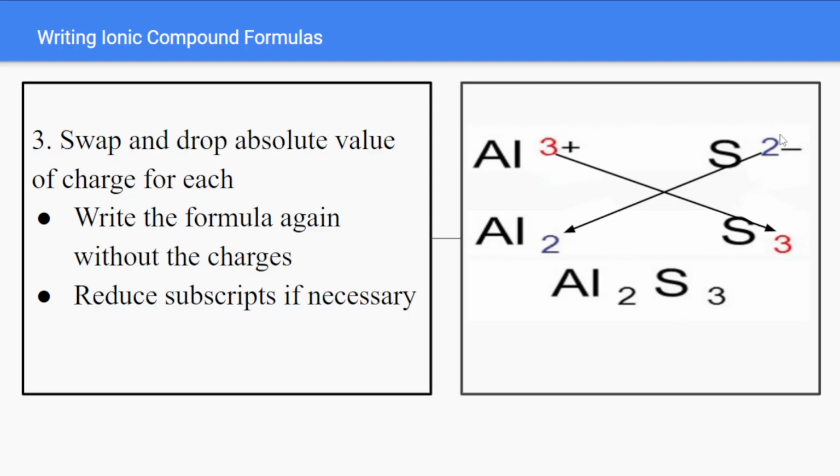So swap and drop is just a trick that you can use to help you write the formula. And another way to do it is just look at the ions and do the math and say, okay, when I combine this ratio of ions, is the charge 0? Whichever method you prefer, that's up to you. But I think most kids just prefer to go ahead and swap and drop.